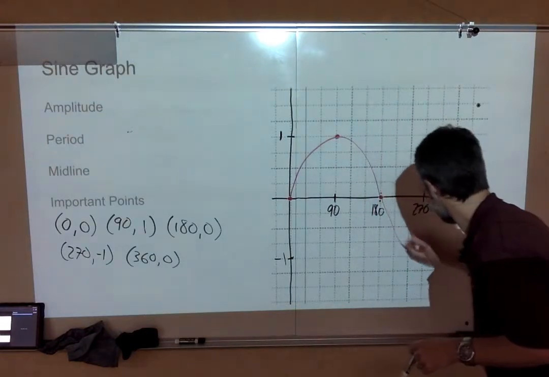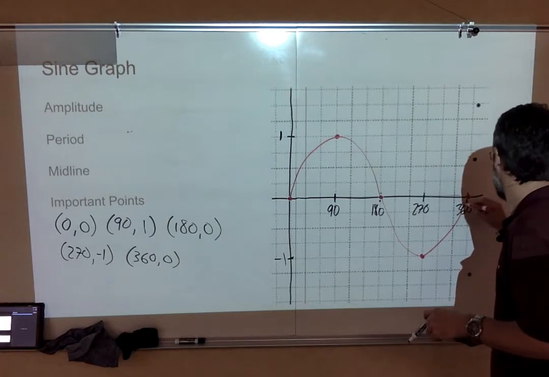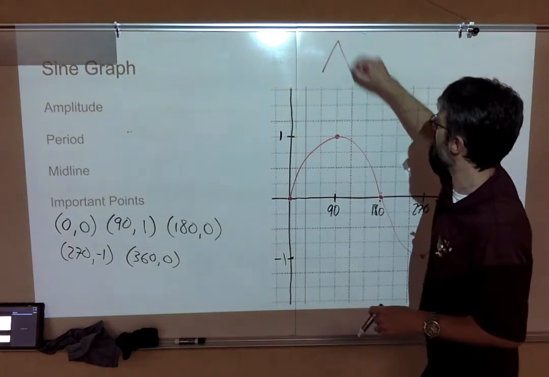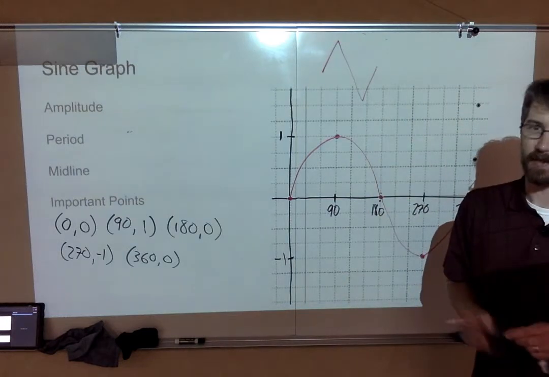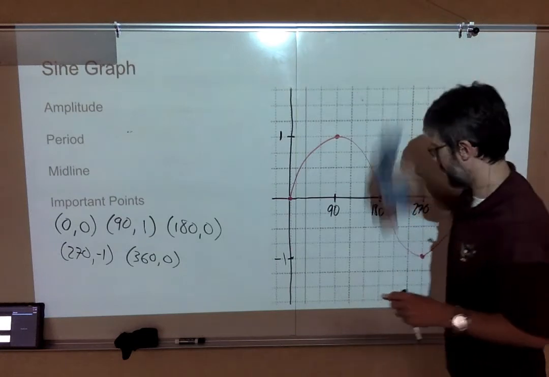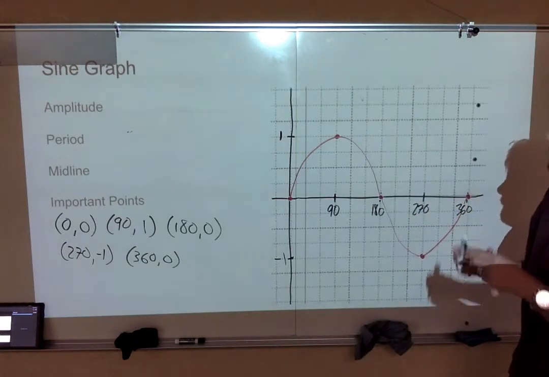All right, so now let's connect with a smooth line, right? Try not to make this look like a saw. It should look like that, where it's smooth. It should not look like this, like a lightning bolt. That's no bueno.